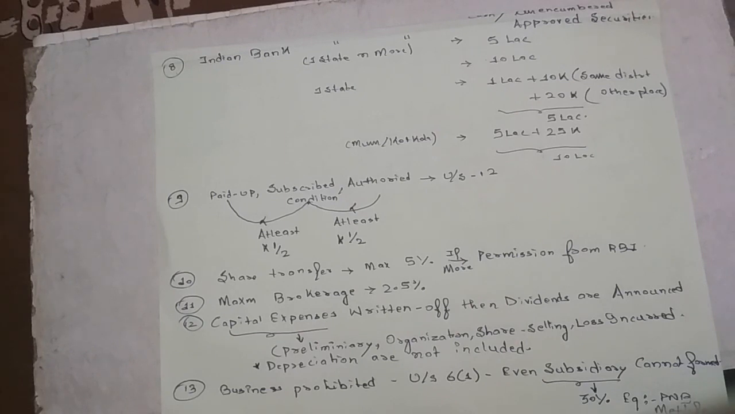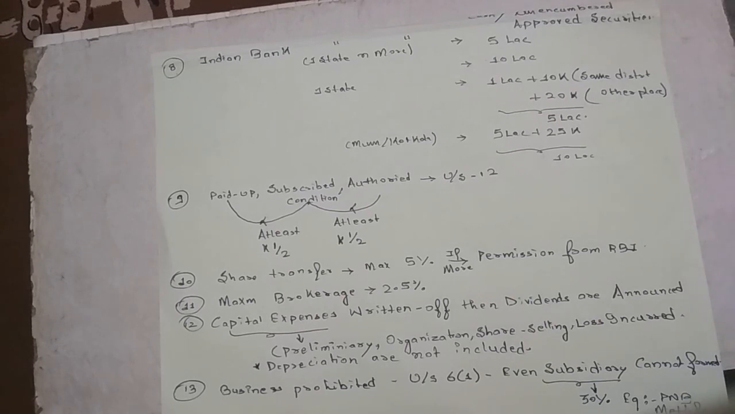Question number 10: a share transfer of maximum 5% requires RBI permission. Maximum brokerage is 2.5% of every share transfer. Capital expenses are written off, then dividends are announced. What consists of the capital expenses? Before announcing any dividends on the shares, you first have to pay the capital expenses, and only then can you announce the dividends. The capital expenses include preliminary expenses, organization expenses, share selling expenses, and loss incurred. Just keep in mind, depreciation is not included in that.